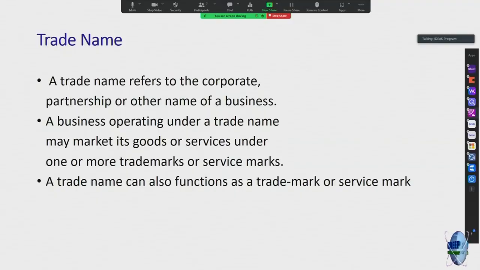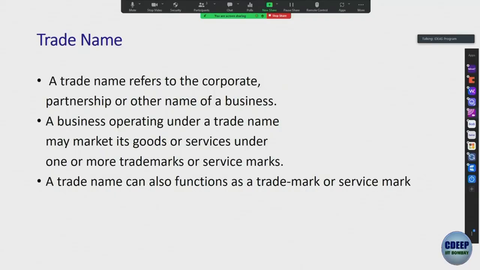We are talking about a trademark, there is also a concept of a trade name. Trade name refers to the corporate partnership or other form of business. A business which operates under a trade name but markets a number of goods and services under one or more trademarks or service marks. You are Tata, it is a trade name. And under Tata, you have Tata Motors. Tata Motors has a number of vehicles, and each vehicle is named differently. There is an Indica, Tagore, I don't know, a number of brands they have, Safari and all that.